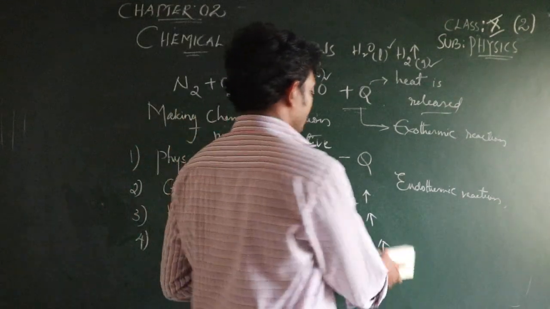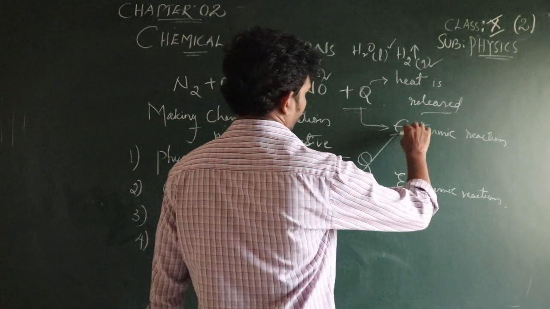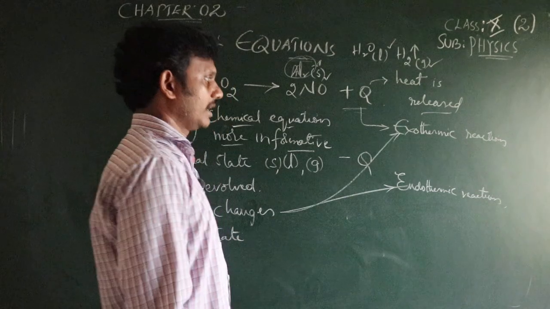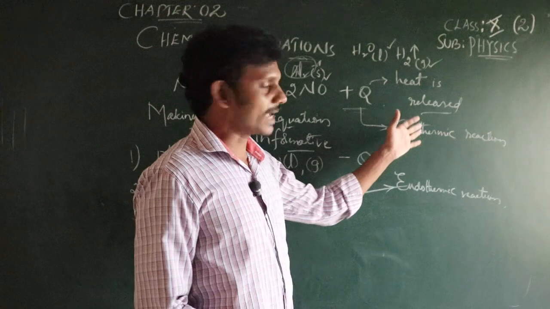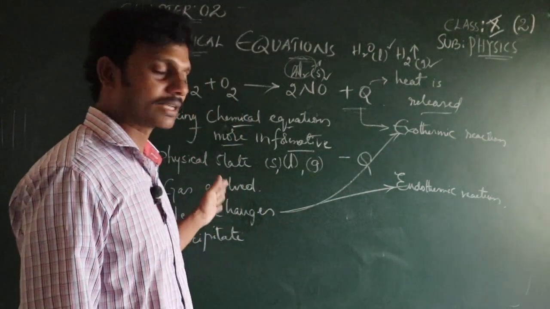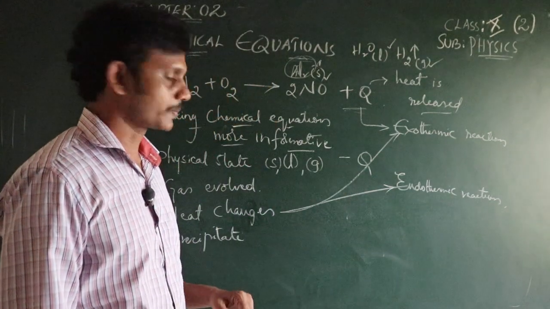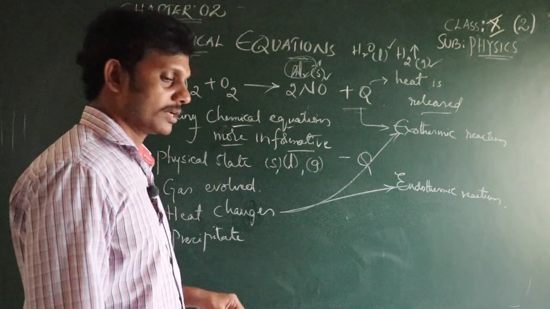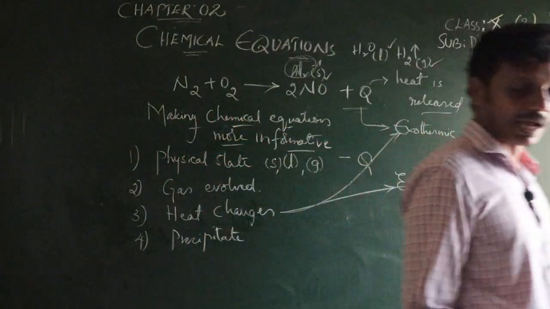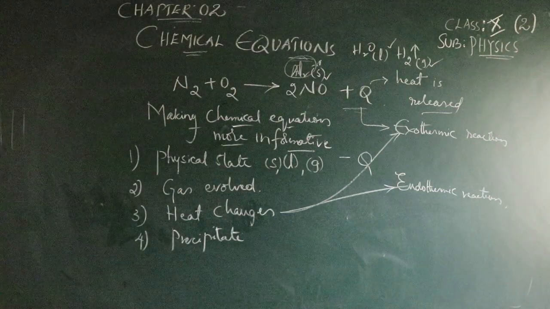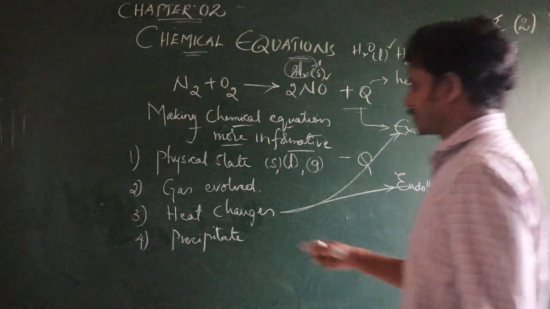Just previously I said, this is exothermic. If heat is released, we say that as an exothermic reaction, and if heat is absorbed, that is an endothermic reaction. Next, precipitate. If any precipitate is formed, that means a substance which doesn't mix or dissolve with liquid. That substance is said to be the precipitate, which settles at the bottom.